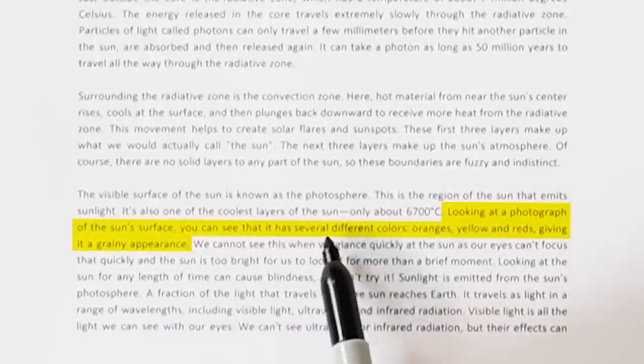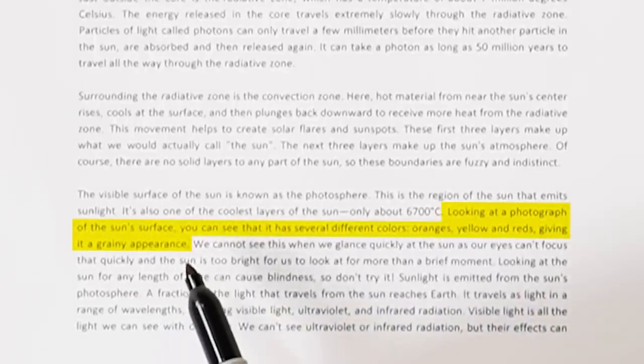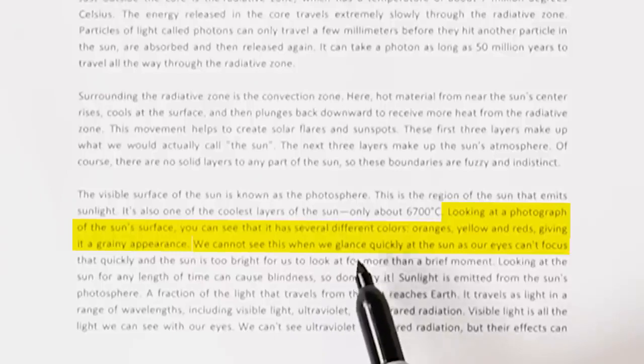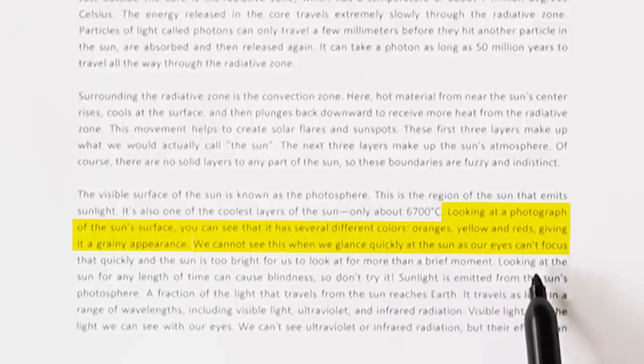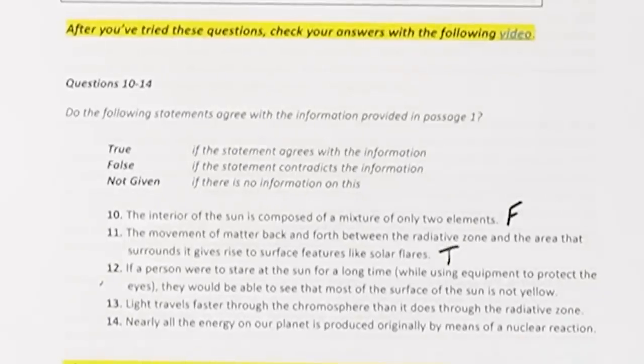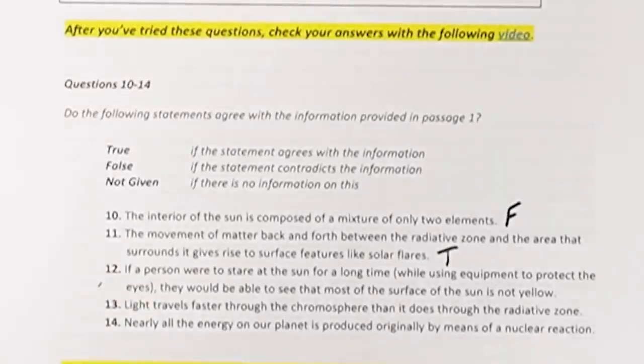Does it say that? Looking at the photograph of the sun, you can see that it has several different colors, orange, yellows, and reds, giving it a grainy appearance. So it talks about different colors, but it doesn't talk about mostly other than yellow. It doesn't talk about proportions or percentages. Let's keep reading it. We cannot see this when we glance quickly because our eyes can't focus. Okay, so the only area that it's talking about colors, it doesn't say proportion of those colors. So we don't know if it is true, we don't know if it is false, so therefore it is not given.